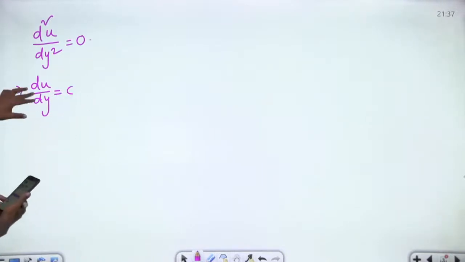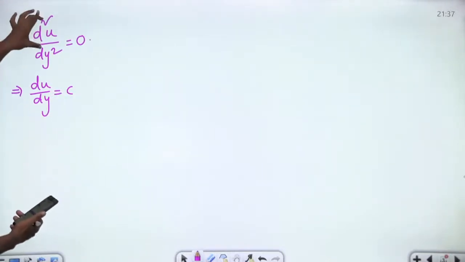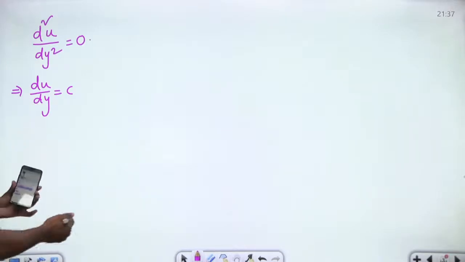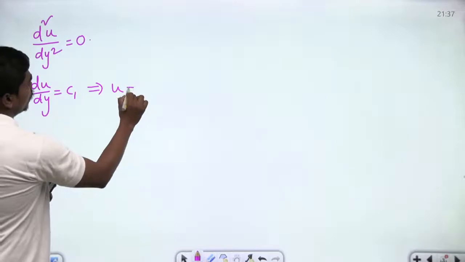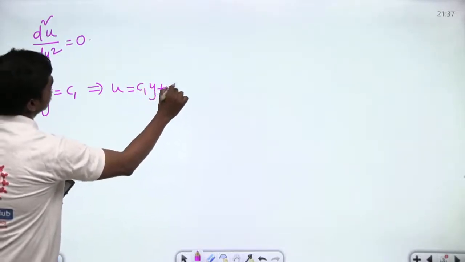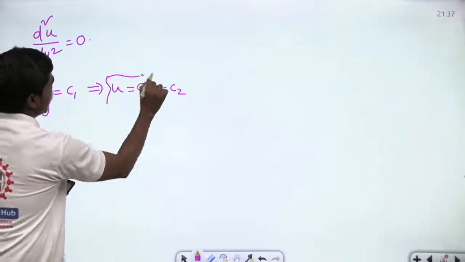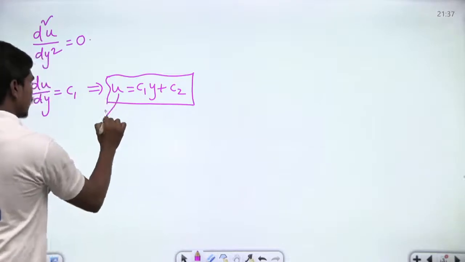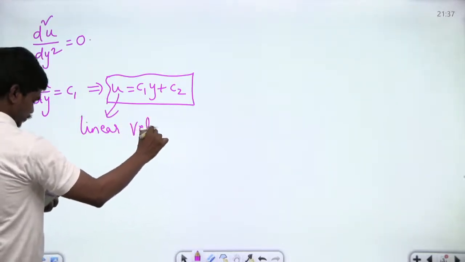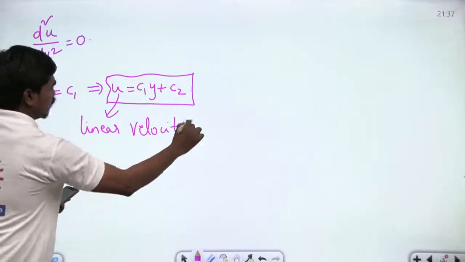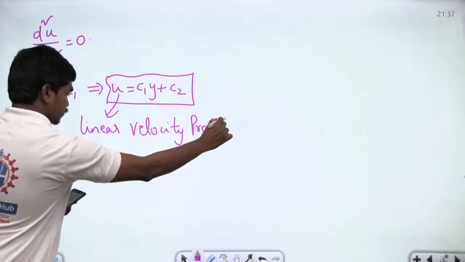because only in case of this du by dy being a constant can this d square u by dy square be 0. So if you integrate this once again, you will get, let us suppose this is c1, u is equal to c1 y plus c2, which means this is a linear profile, correct? So this is a linear velocity profile.